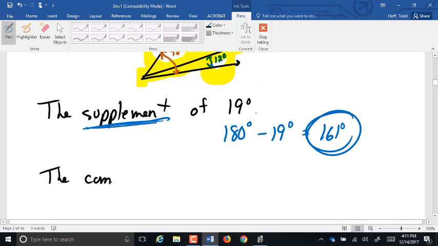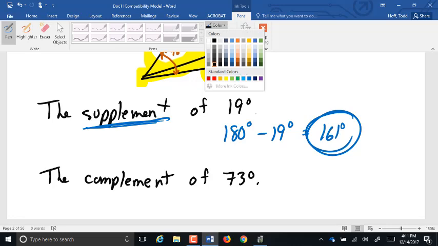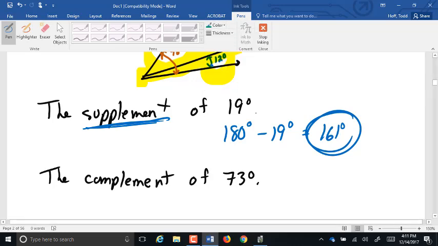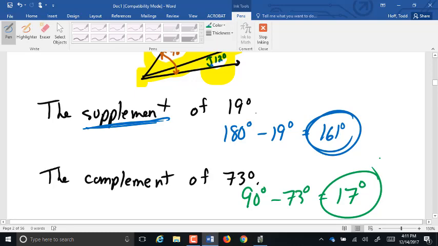So of course, if we're talking supplements, we'll also talk complements. The complement of 73 degrees. Complements add up to 90 degrees. So that'll be 90 minus 73 degrees is 17 degrees is the complement of 73.